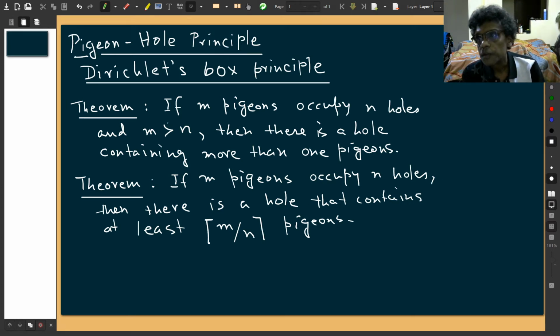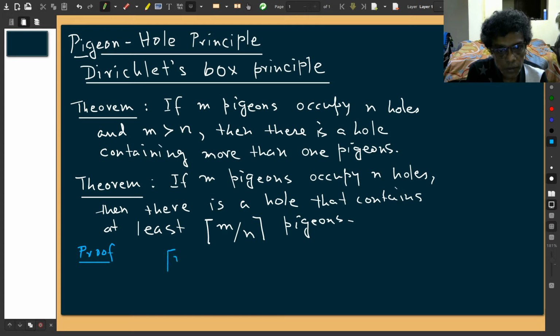So, I prove this general statement, although this is fairly straightforward. I prove this by contradiction. I assume that all of these n holes contain less than these many pigeons. So, each hole contains at most this minus 1 pigeons. And since there are n holes, the total number of pigeons is less than or equal to n times this.